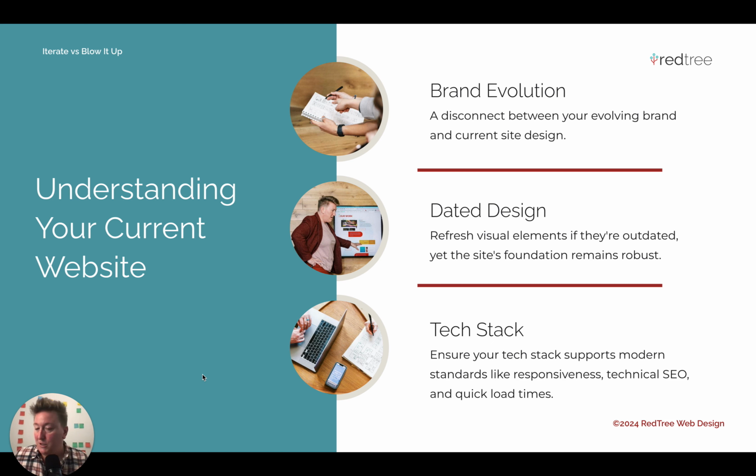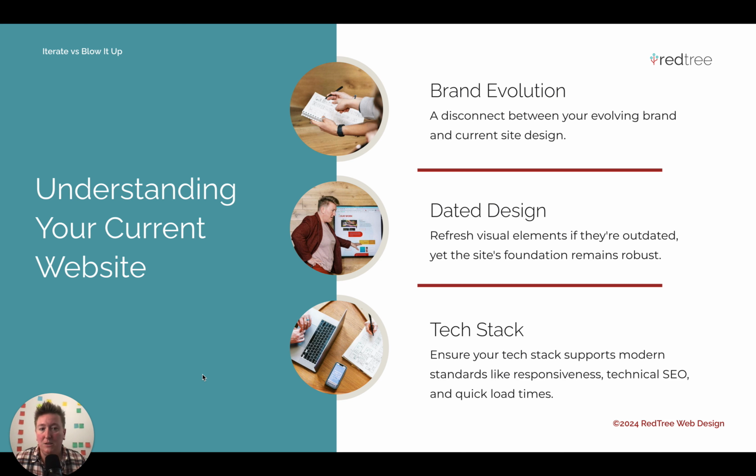Now, first thing to look at is your brand evolution. Has your brand evolved so much throughout the months that when you look at your site, there's so many things that need to be changed that it's above just messaging? It's messaging, visuals, overall user experience to get someone to where it is that they would need. That's something to really look at.